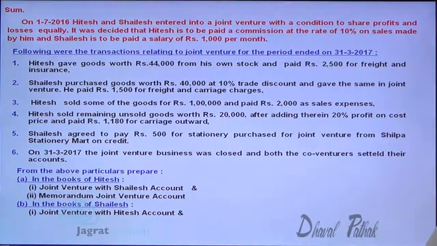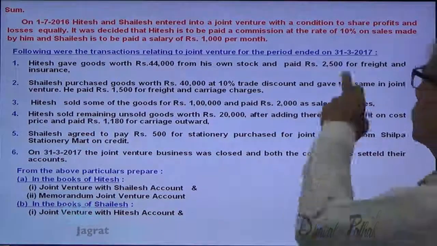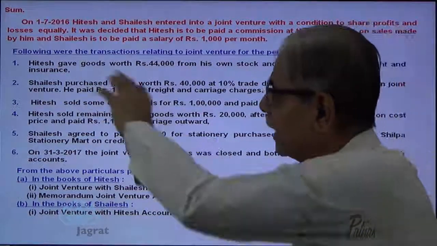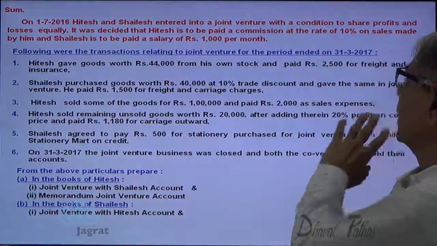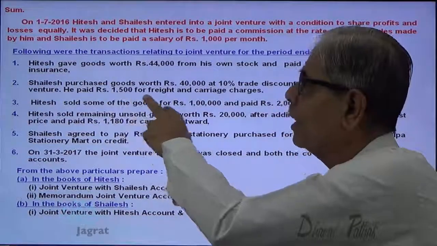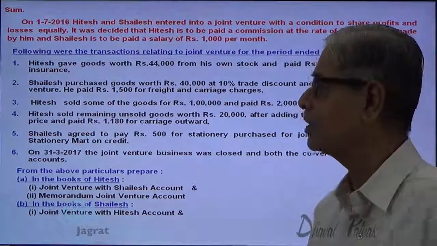The following were the transactions relating to joint venture for the period ended on 31/3/2017. Hitesh gave goods worth 44,000 from his own stock and paid rupees 2,500 for freight and insurance. Shailesh purchased goods worth 40,000 at 10% trade discount and gave the same to the joint venture. He paid 1,500 for freight and carriage.